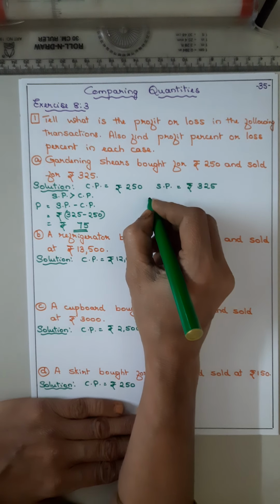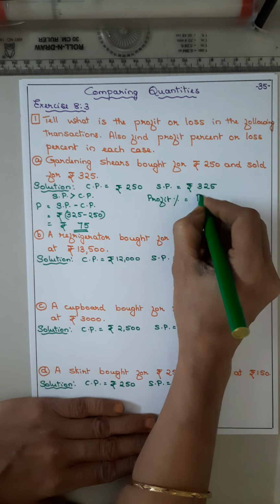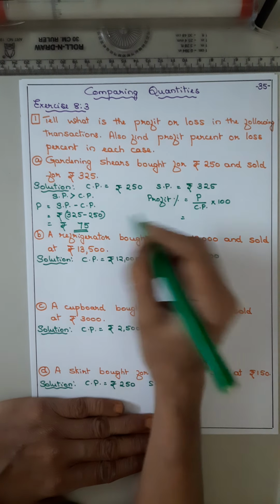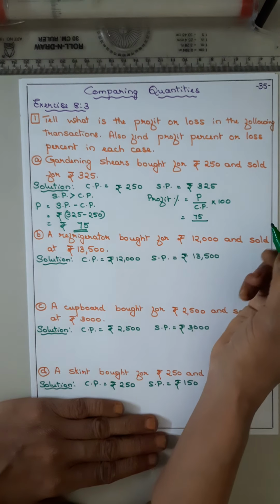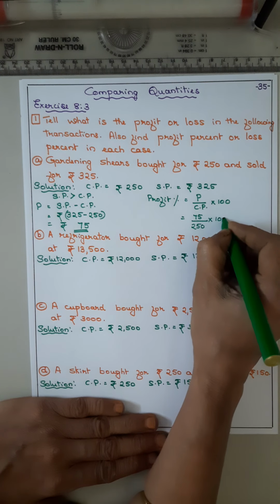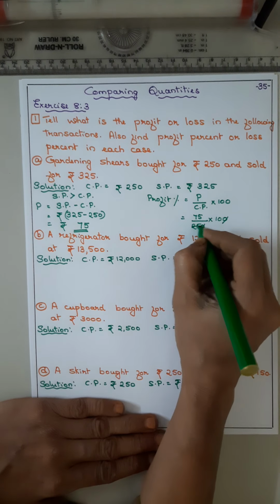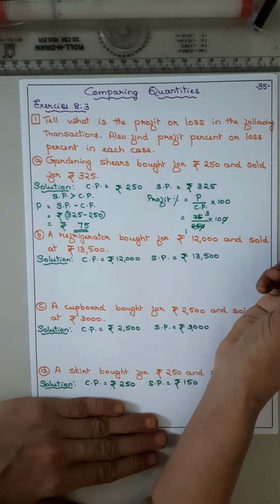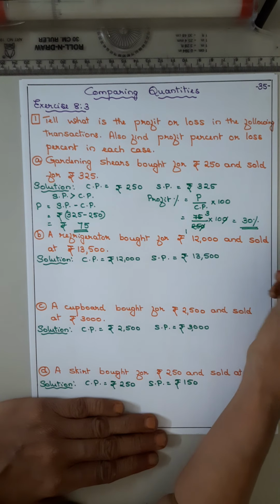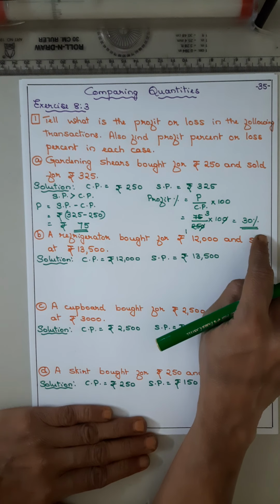Now find the profit percent. So profit percent, what is the formula? Profit upon CP into 100. What is profit? 75. What is CP? It is 250 into 100. Now 0, 0 cut. 25 ones are 25, 25 threes are 75. 3 tens are 30%. So profit is 75, profit percent is 30%. Is it clear?